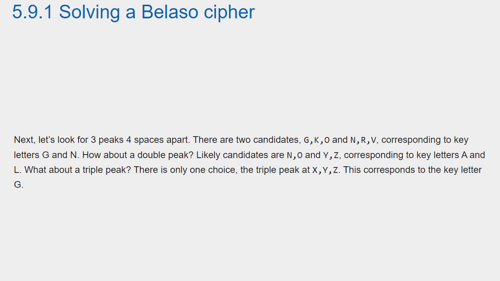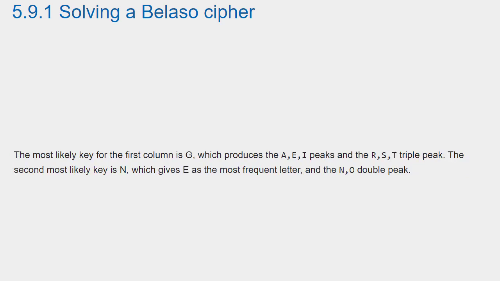What about a triple peak? There is only one choice, the triple peak at X, Y, Z. This corresponds to the letter G. The most likely key for the first column is G, which produces the A, E, I peaks and the R, S, T triple peak. The second most likely key is N, which gives E as the most frequent letter, and the N, O double peak.